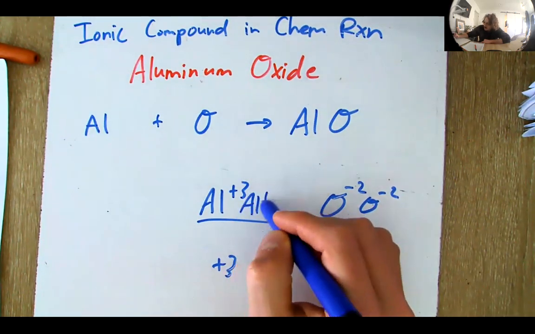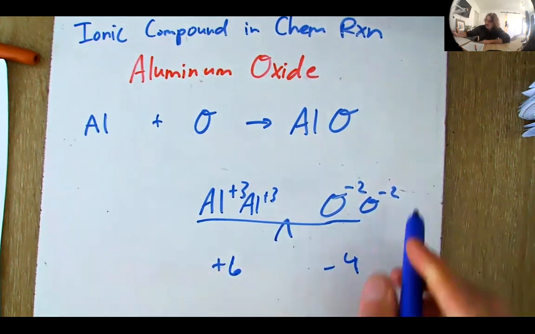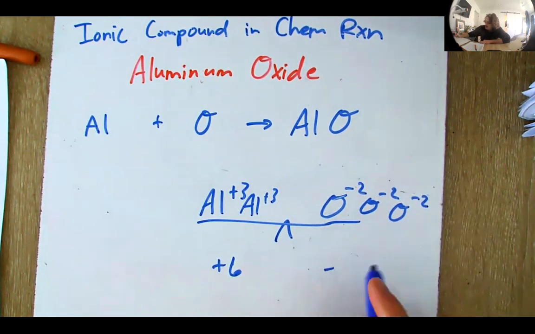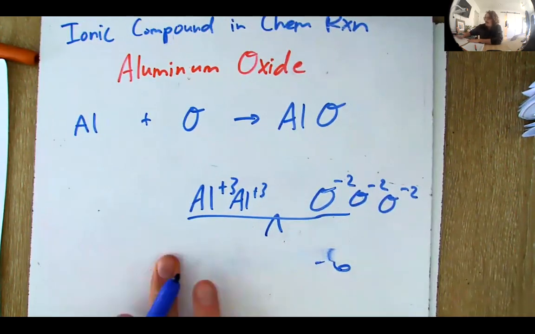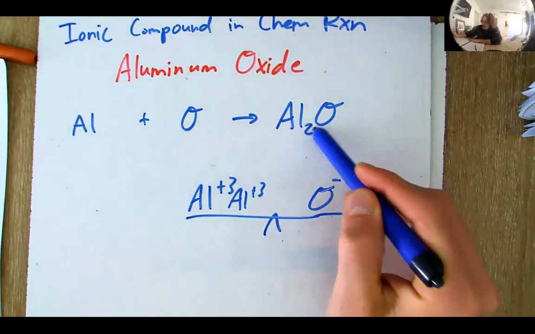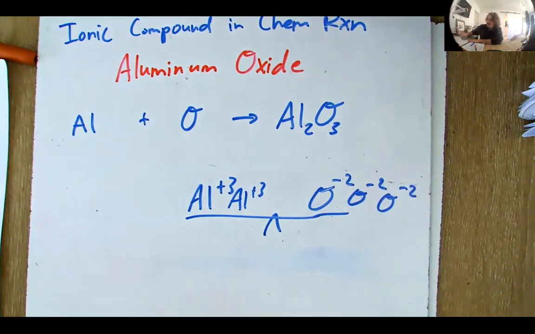so I'm going to invite another friend over. Now it's +6 against -4, so the aluminums are winning. So the oxygen has to invite one more friend over, and now it's +6 versus -6, and that's a balanced formula. So the correct formula for aluminum oxide would be Al2O3. Okay, and that's how you solve for the correct formulas.